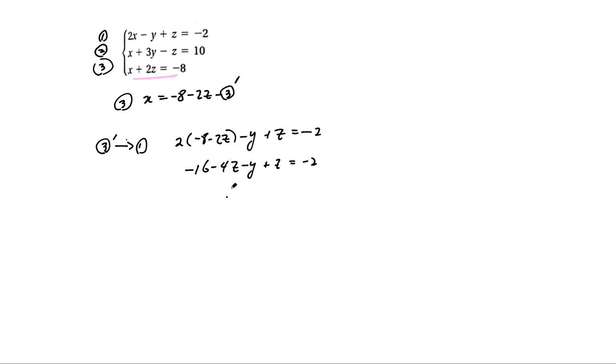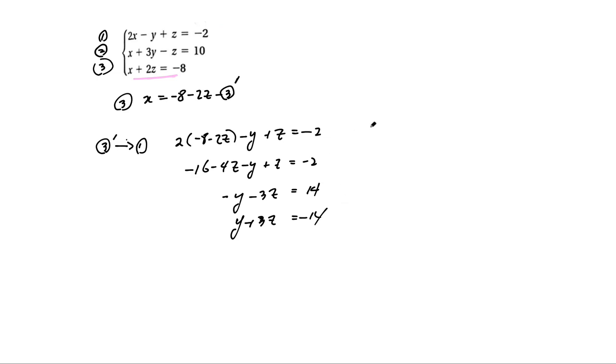Okay, so you get a minus y minus, this is a 3z. You add both sides by 16, 14, which is the same as y plus 3z equals negative 14 when you multiply everything by negative 1.